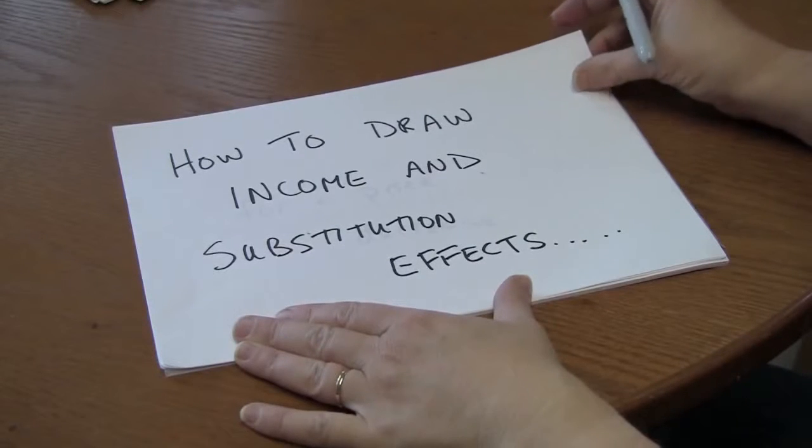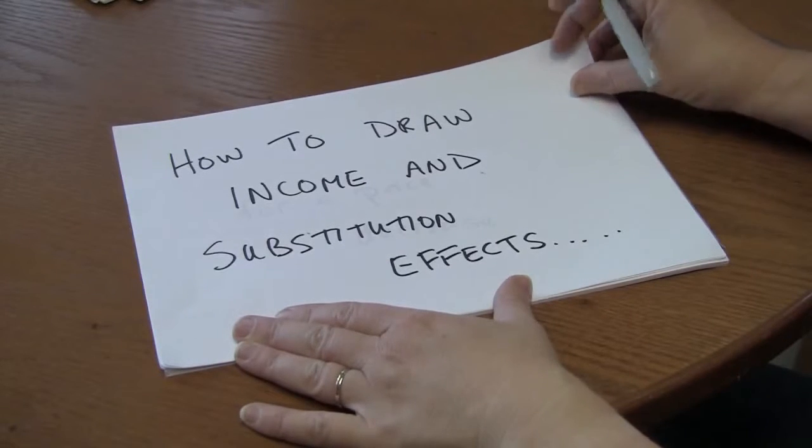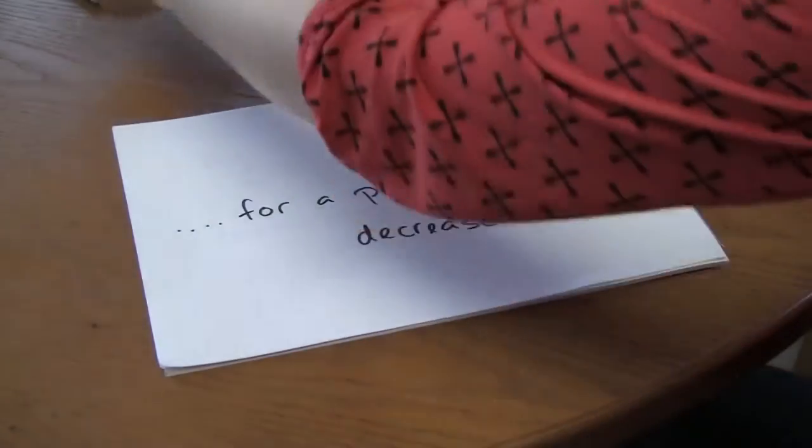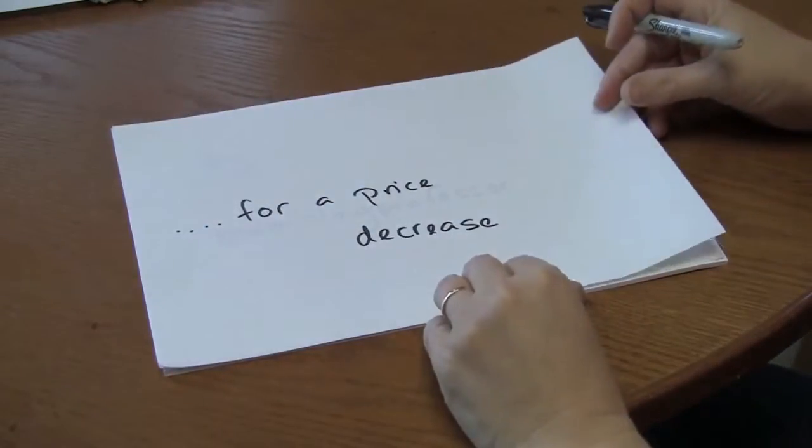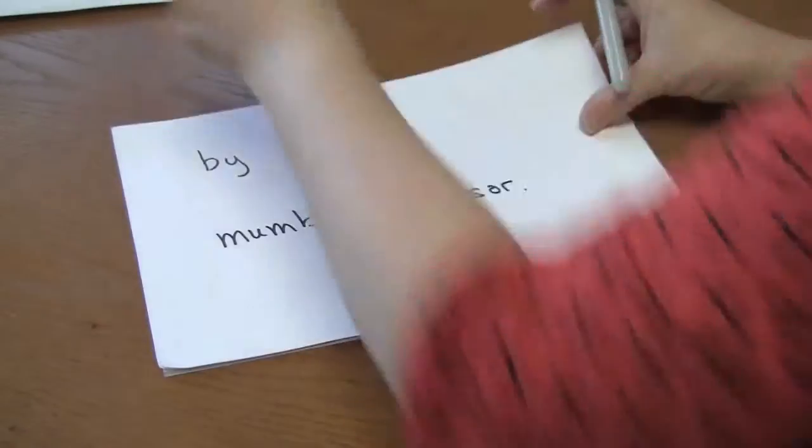This video shows how to draw income and substitution effects for a price decrease, and I'm Mumbling Professor.